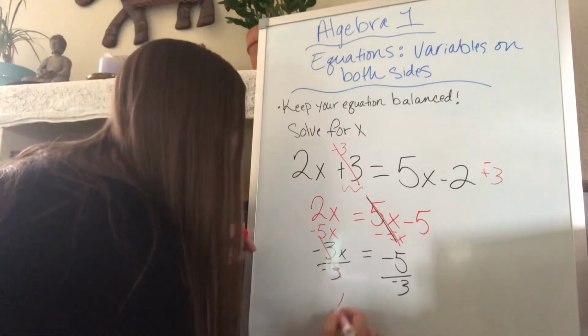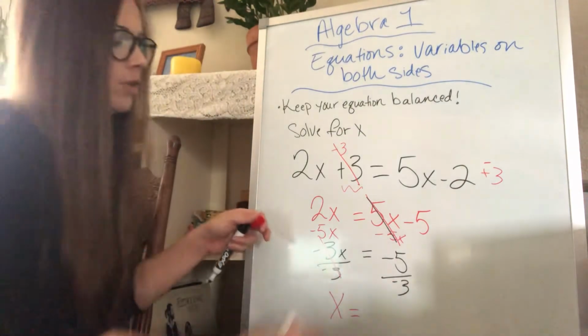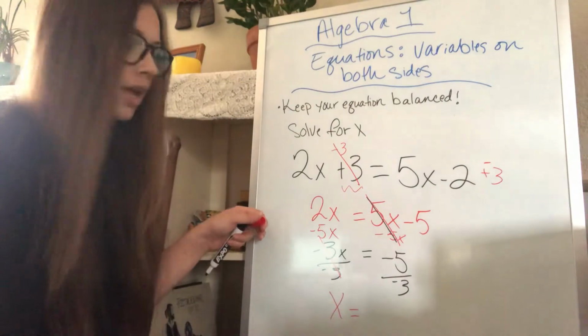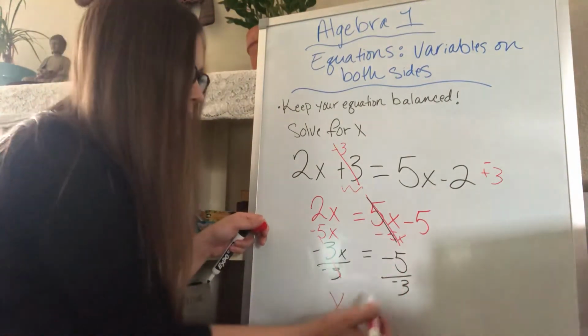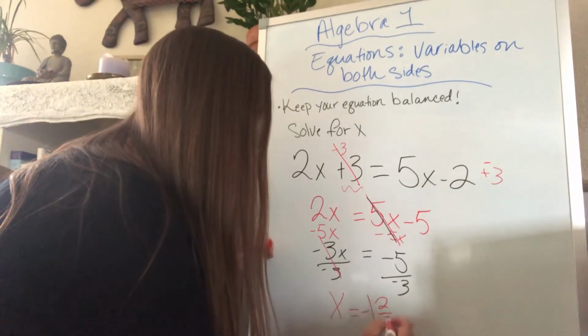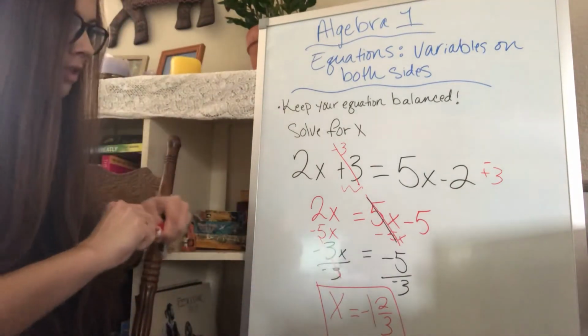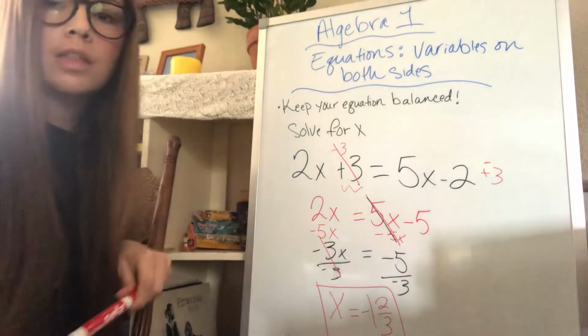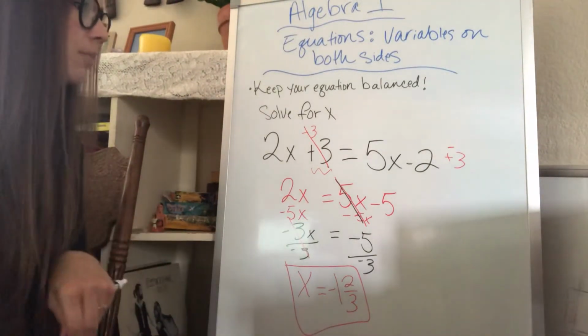Okay, so now I just have my x over here. And over here I have negative 5 divided by negative 3, or negative 5/3. Okay, and that's an improper fraction, so I'm going to change it to negative 1 and 2/3. So x equals negative 1 and 2/3. Can you see that down there? So that's basically it, your step-by-step process.